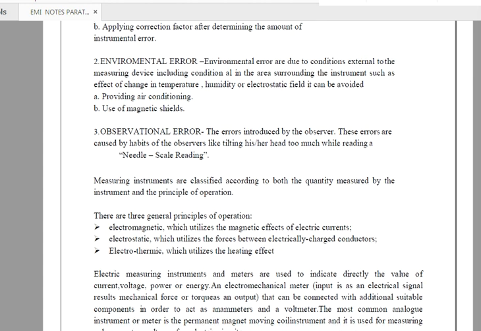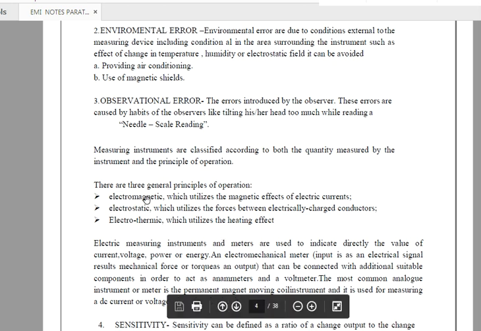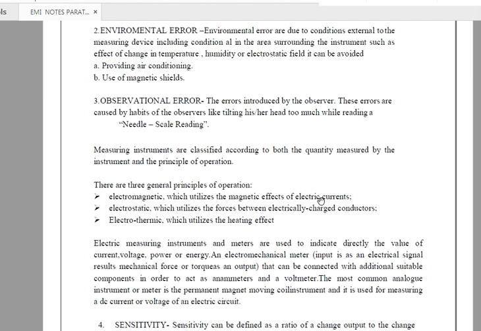Now comes the classification of measuring instruments. Measuring instruments are classified according to both the quantity measured by the instrument and the principle of operation. There are three general principles of operation. What are the three general principles of operation? These are: first, electromagnetic, which utilizes the magnetic effect of electric current. The three principles are: electromagnetic principle, electrostatic principle, and electrothermic principle.